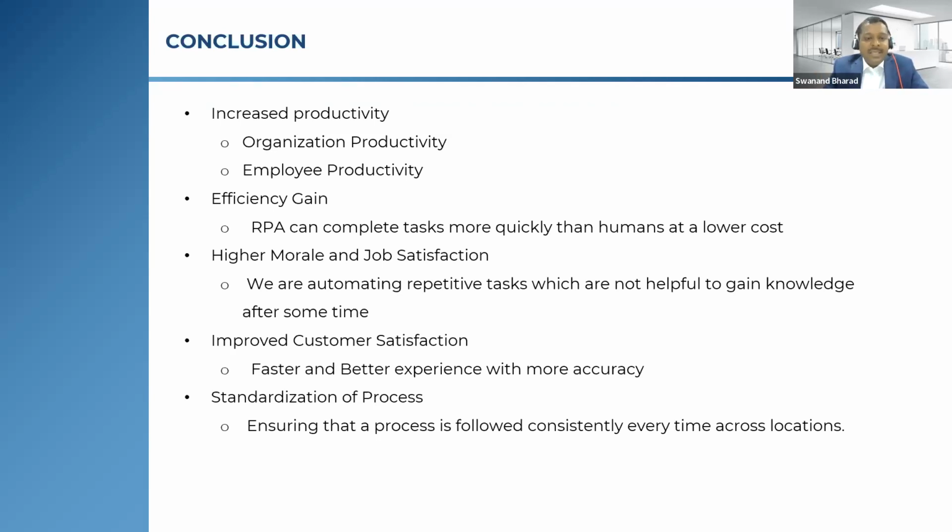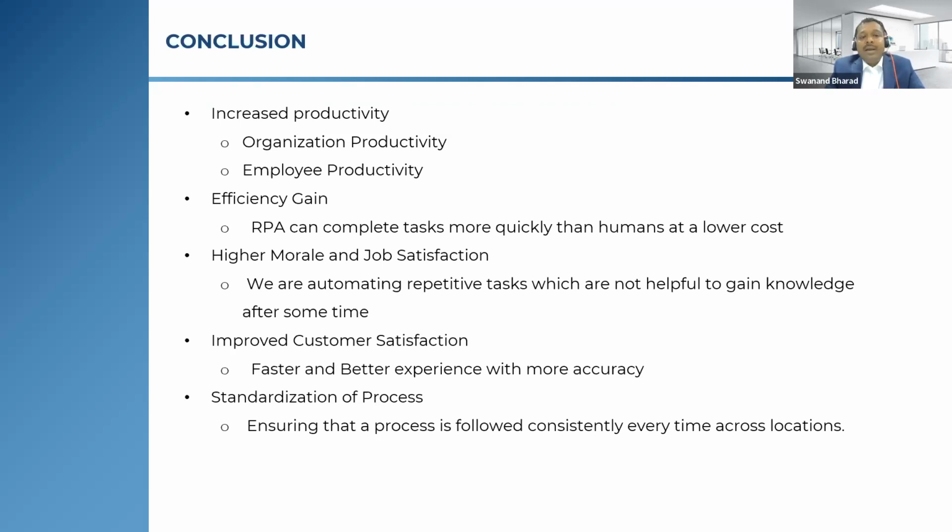Now efficiency gain. When we say efficiency gain, RPA can complete tasks more quickly than a human at a lower cost. That's a major benefit, because RPA is a machine, and a human cannot work like a machine. We are finishing that task more quickly as compared to a human, and it's saving our time.